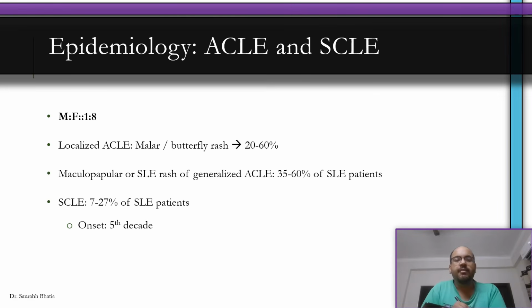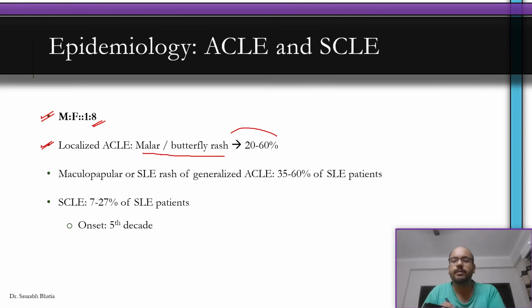Now, if we talk about ACLE, the ratio is about 1:8 male to female. That means females are 8 times more involved with ACLE. Clear? This ratio somewhat mimics what we see in SLE, where the ratio was similar, as high as 1:9. So the ratio is somewhat the same, and that further strengthens the belief that ACLE lies towards the systemic aspect of manifestation of SLE.